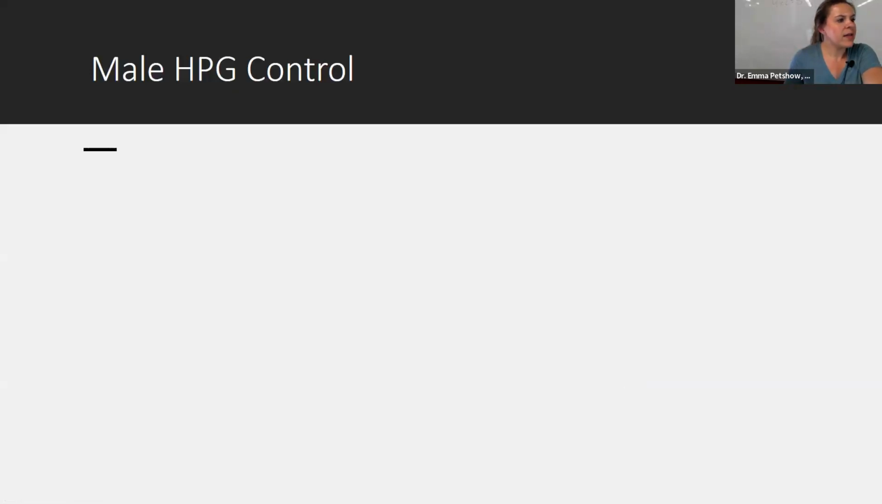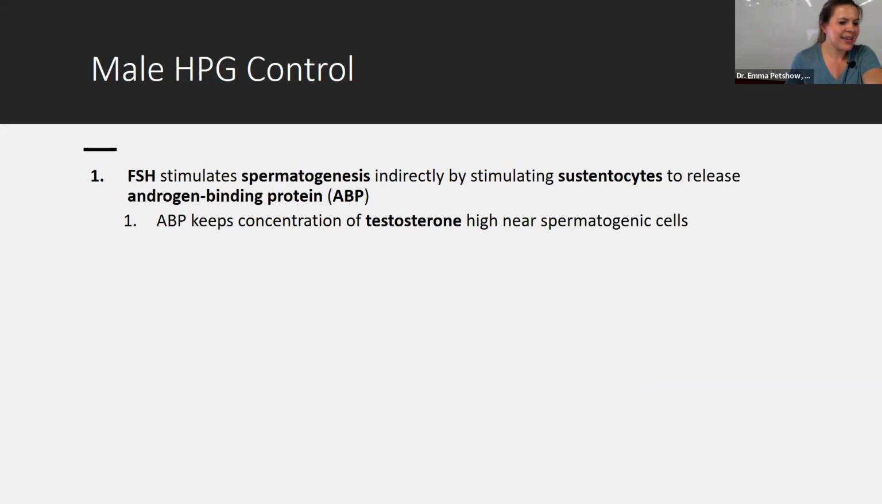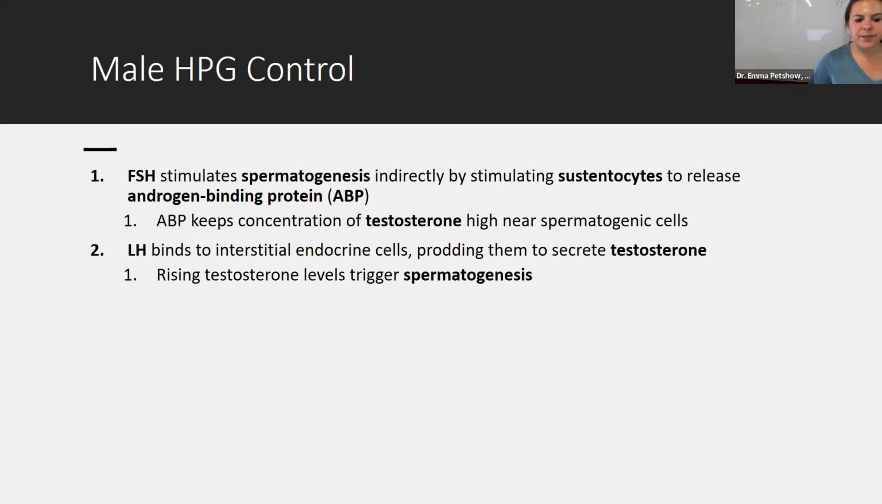So when it comes to male hypothalamic pituitary gonadal control, that's your HPG axis. We often see it as HPO, but males also have gonads, so we need to say HPG. FSH is what's going to stimulate spermatogenesis, the creation of sperm. It's going to do this indirectly by stimulating sustentacular cells to release androgen binding protein, ABP. ABP essentially keeps testosterone elevated near cells that are spermatogenic, trying to create sperm.